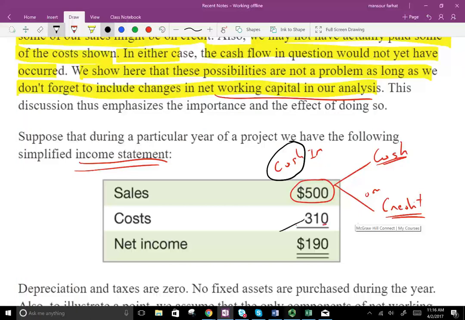Cost 310. Remember that some of it could be paid and some of it is accrued. If it's accrued, it's not paid yet. So we need to figure out how much of the sales is cash and how much of it is not cash. In other words, how much did we receive in cash and how much did we pay out in cash? Because what matters in a cash flow analysis is cash in and cash out. That's what we care about. So we need to convert sales into cash in and cost into cash out.